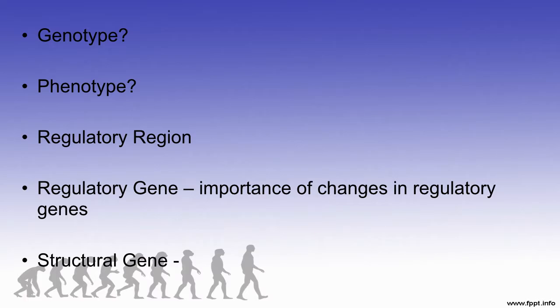Regulatory regions are sequences of DNA within the genome that regulate expression of particular genes. So they may increase the expression of a particular gene, or they may decrease the expression of a particular gene. And by expression, I mean increasing or decreasing transcription to translation to protein expression.